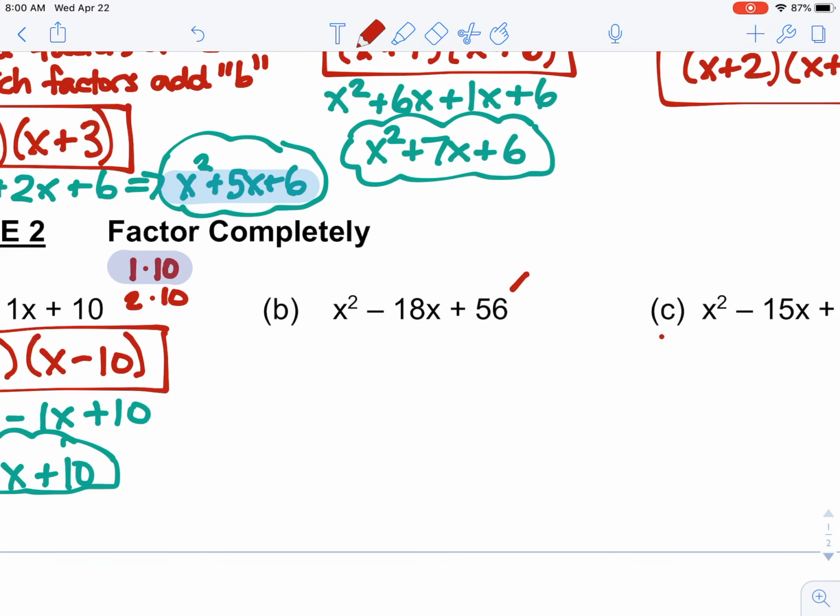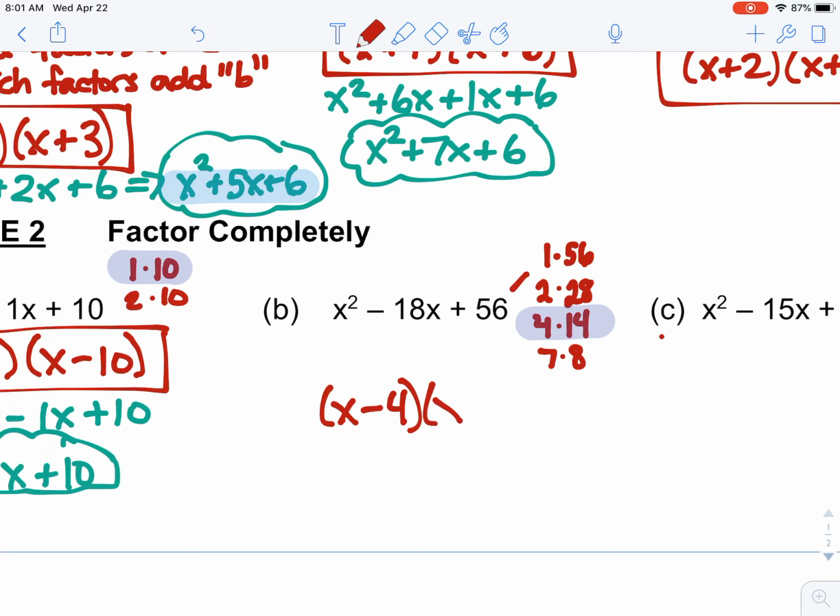All right, B, we're looking for factors of 56. So 1 and 56, 2 and 28. Let's see, 56 divided by 3, no. 56 divided by 4 is 4 and 14. 56 divided by 6, no. And 7 and 8. And I'm looking for the factors that add to be 18. So truly, once you get to 4 and 14 and you say, oh, that adds up to be 18, you can stop finding factors once you get the hang of it. So now I have x minus 4 times x minus 14.